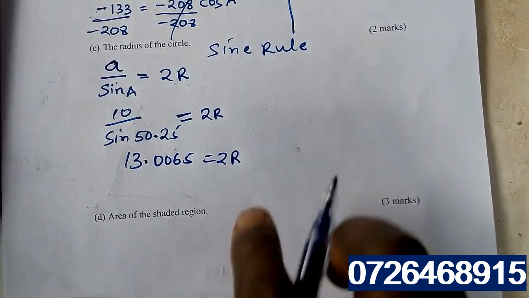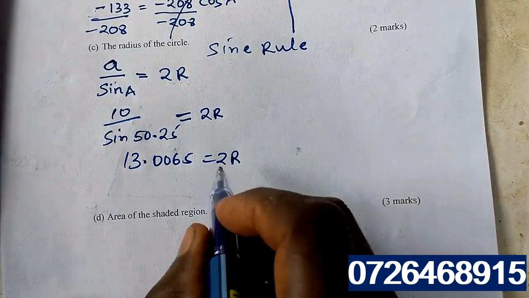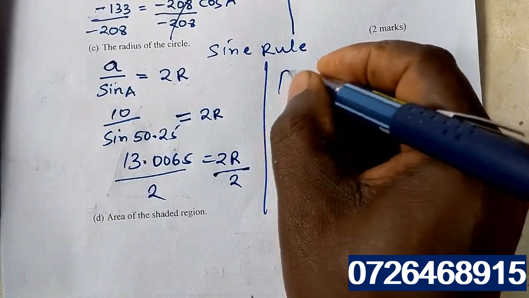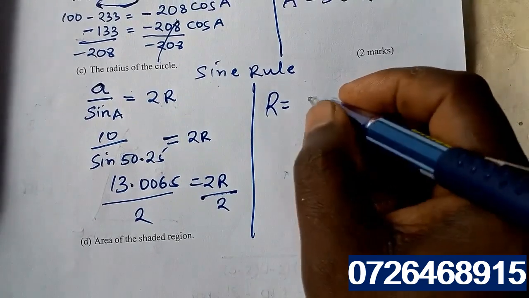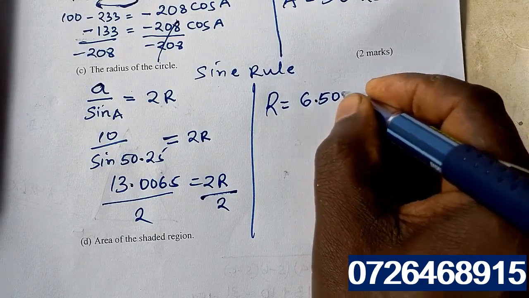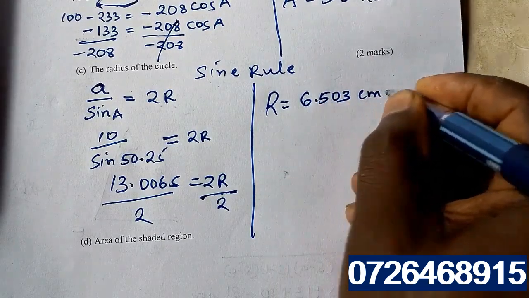We want the radius, not 2 radius. Therefore, we divide by 2. So the radius of the circle is going to be 6.503 centimeters. That is the radius.